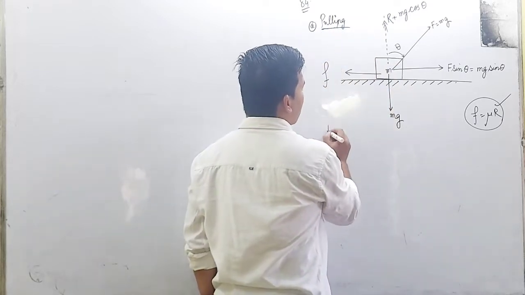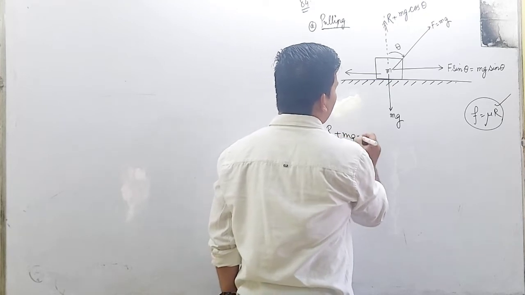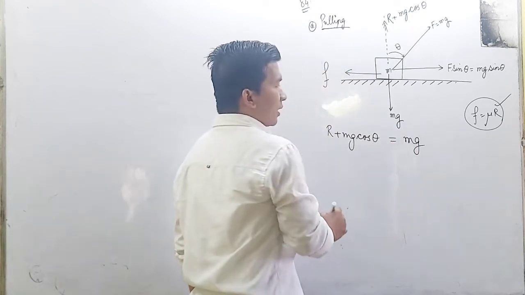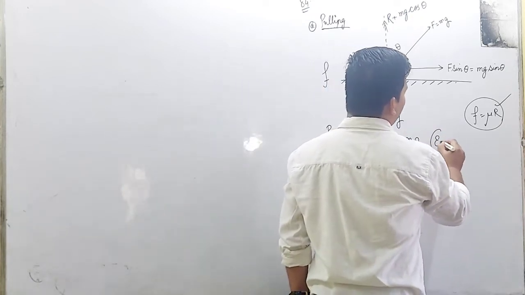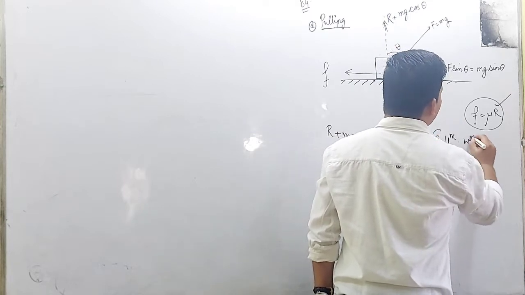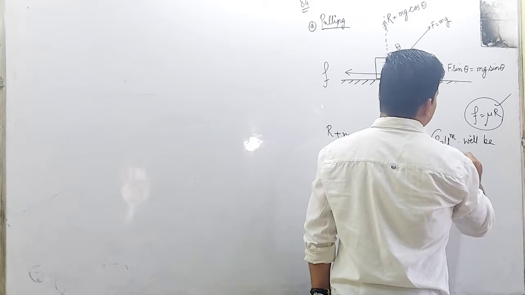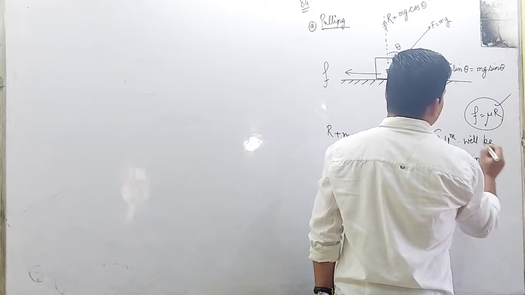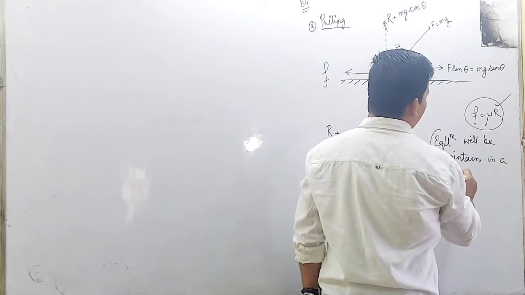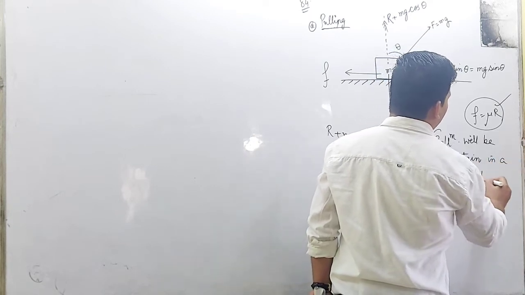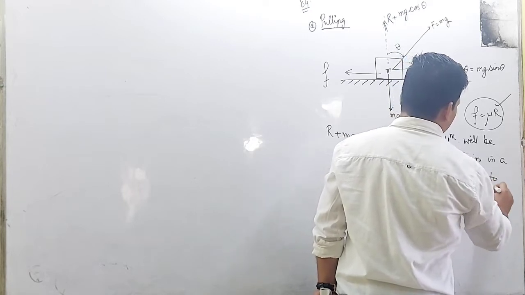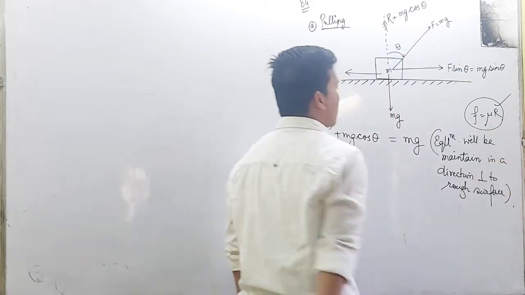Can we put it like this? This is R plus mg cos of theta exactly equal to mg. That means you have to write like this. This is the equilibrium. Equilibrium will be maintained in a direction perpendicular to the rough surface.